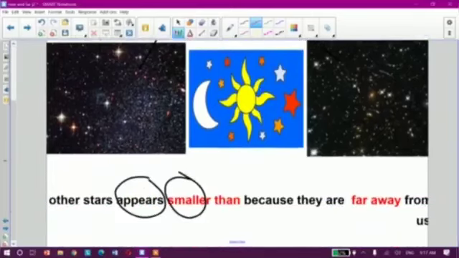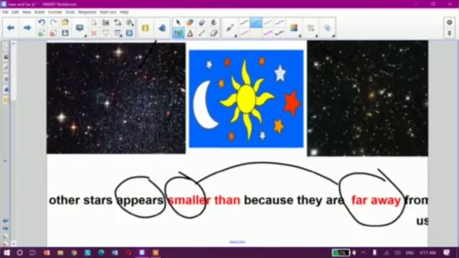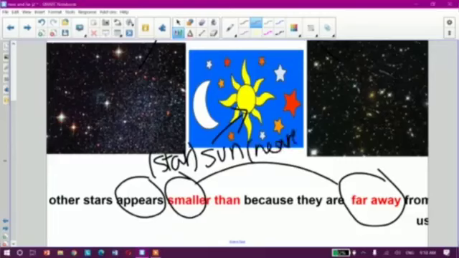But look at the sun. The sun, one of the stars. But is it near from us? Yes, the nearest star to us. Nearest star. So near will be smaller as well? No, it will be big.